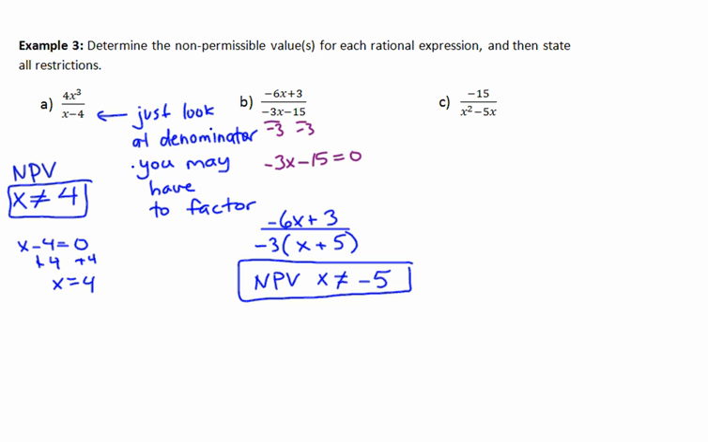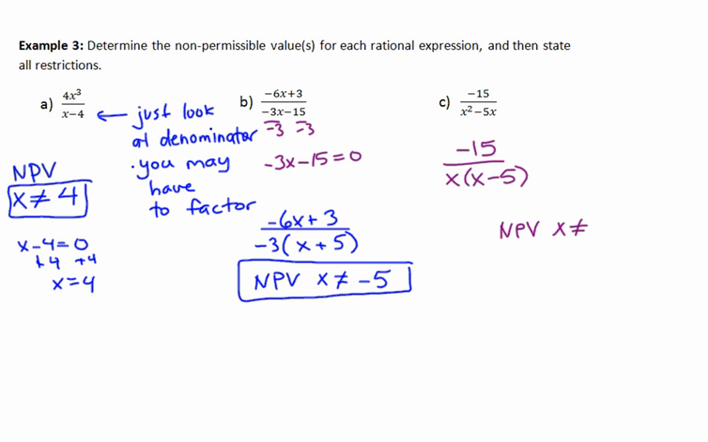Okay, next one. What can we factor out of this denominator? We're not simplifying right now. We're just finding NPVs. We only need to worry about the denominator. You're jumping ahead of us, so you already know what to do. Okay, we can divide both of these by x. So wherever there's an x, that's where we're going to have a non-permissible value. So there are 2 non-permissible values here. There are two numbers for x that would make the denominator 0. What would they be?